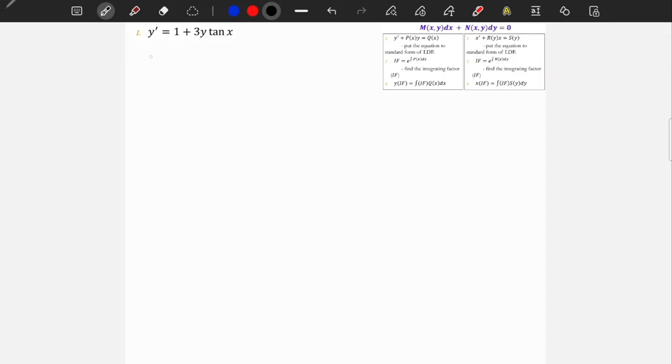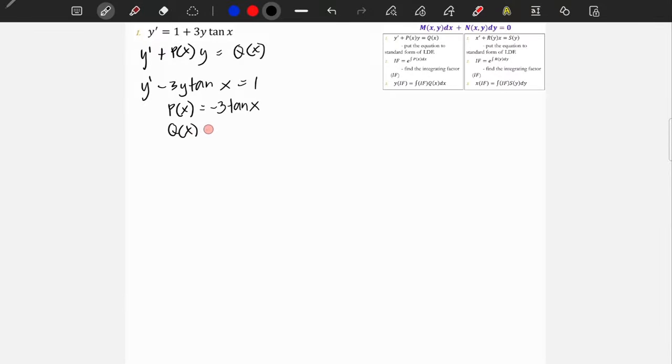So the standard form for linear in y is y prime plus p of x times y equals q of x. The left side should have the y prime and y, so we have to transpose 3y tan x to the left side. If we transpose 3y tan x to the left side, it becomes negative. So y prime minus 3y tangent x equals 1. Our p of x is negative 3 tan x. Include the sign but not y. Our q of x is 1. So we are done with step 1.